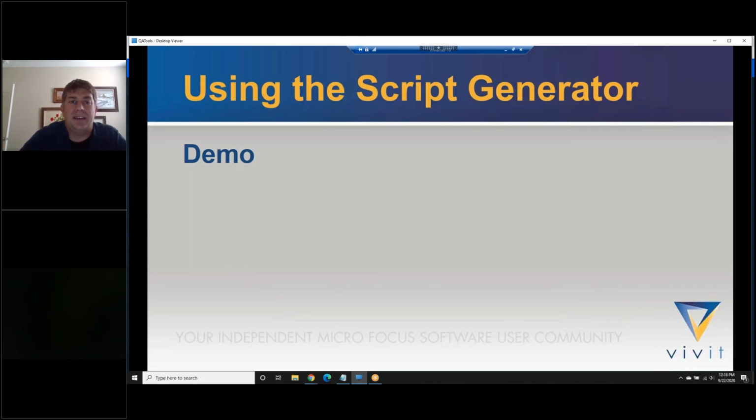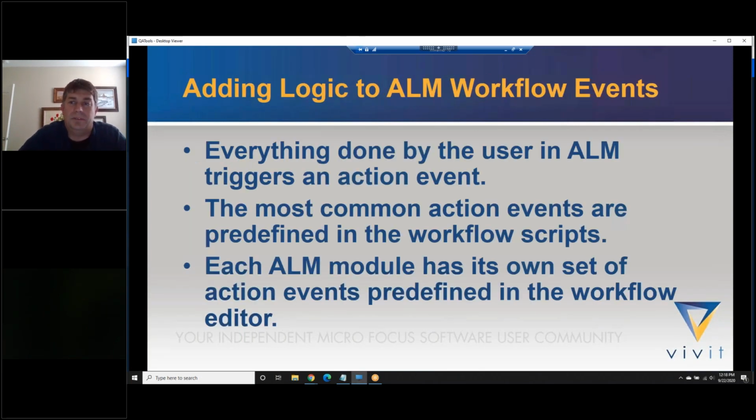So the next thing we're going to look at is adding logic to ALM workflow events. Now, everything that gets done in ALM is triggering an action event. Whenever you click on something, whenever you go to a new module, behind the scenes, all of those clicks and all of those things that you're doing are triggering workflow events. Now, in that workflow, the most common action events have already been predefined, so it's easy to just select them and add your logic to it. And every single module in ALM actually has its own set of actions predefined.